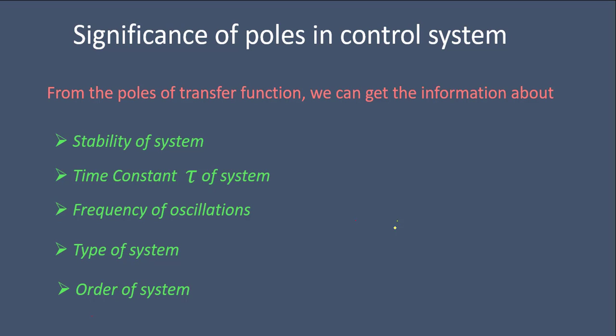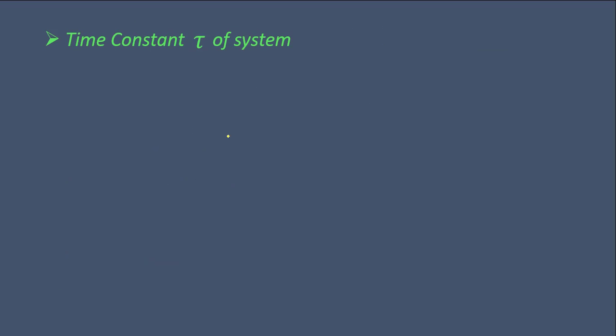the frequency of oscillations of a system. That means if you know the poles of a transfer function, you can find the time constant tau and the frequency of oscillations. So let us start with the time constant tau of a system. Now there are two methods to find the time constant tau of a system.